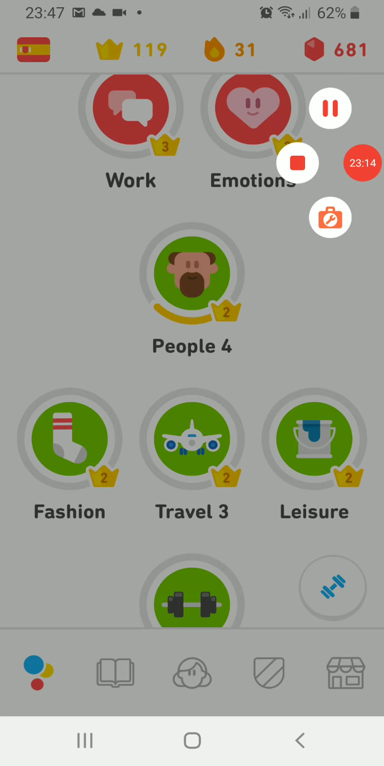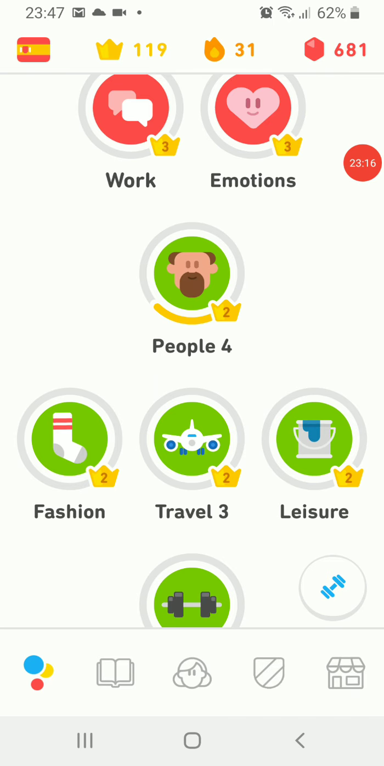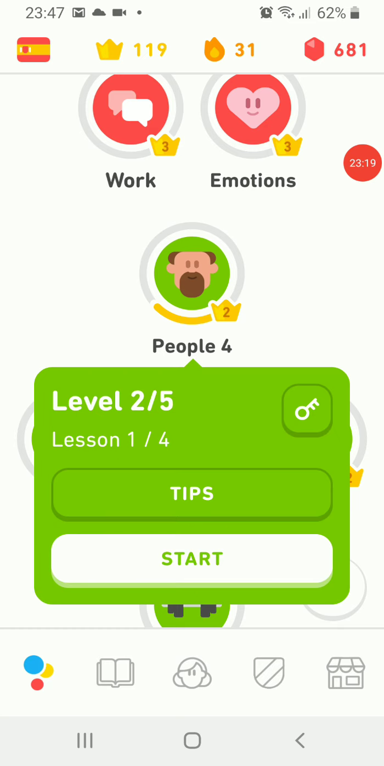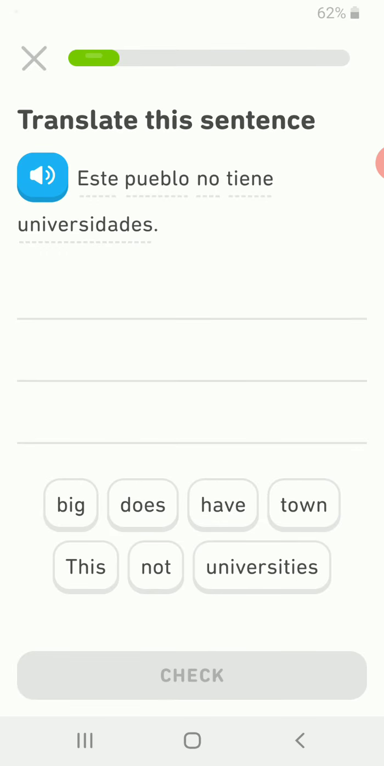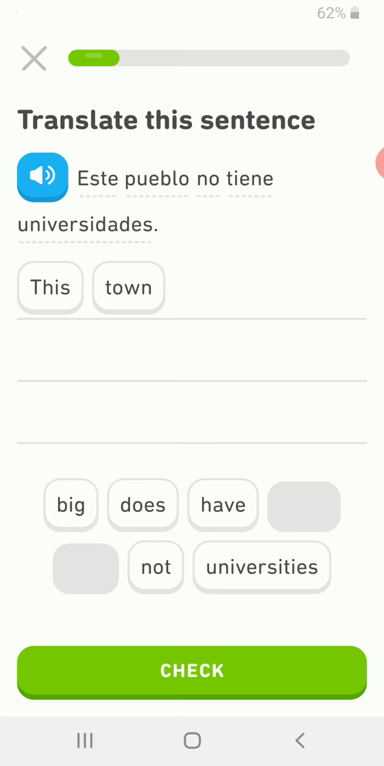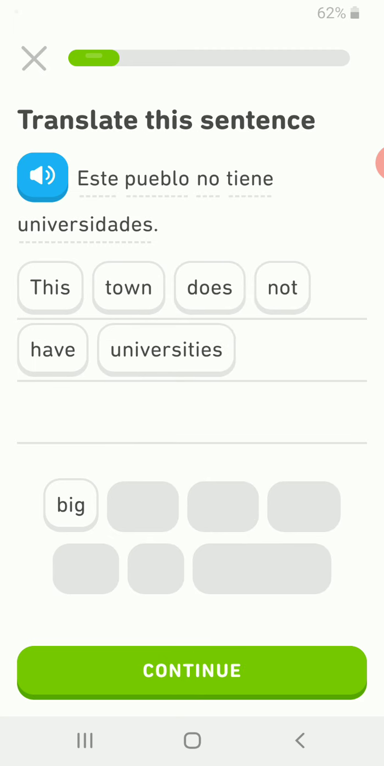So that was people, and so we still have like 6 minutes and a half. Let's do a second exercise quickly. We are only revising here. There's nothing new really. Este pueblo no tiene universidades. Universidad is a university. So este is this town. Pueblo is more like a village, I've heard, because you have ciudad. Ciudad, it's a city. So this town does not have universities.